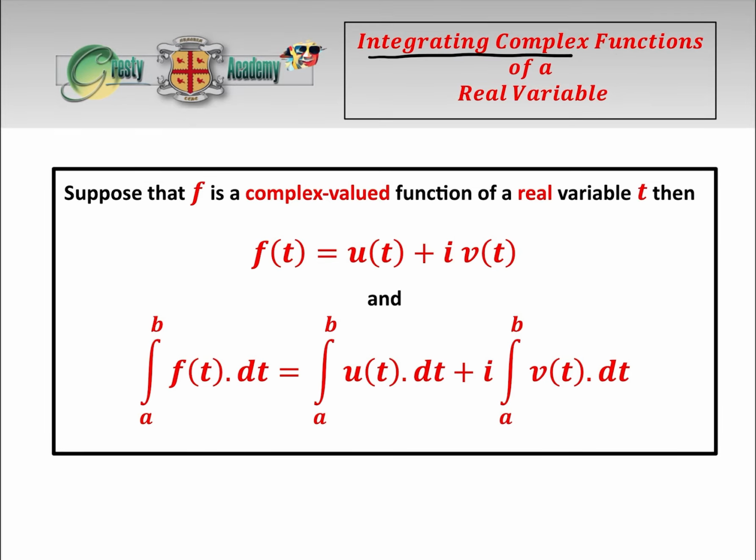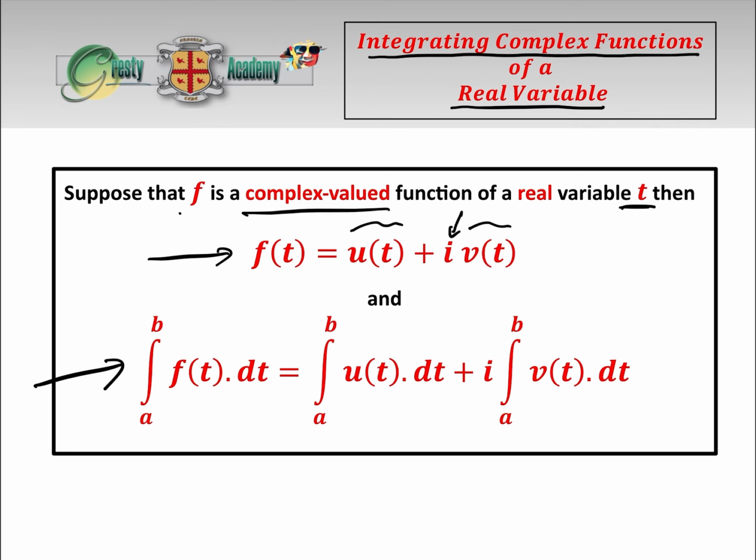So today we're going to be looking at integrating complex functions of a real variable. Suppose f is a complex valued function of a real variable t, then we can write f of t as u of t, which is the real part, add i, which is the square root of minus 1, v of t, which is the imaginary part. When we integrate that with respect to t between a and b, we can integrate the real part and then integrate the imaginary part separately and add them up, and that gives us the solution, which is what you would expect.